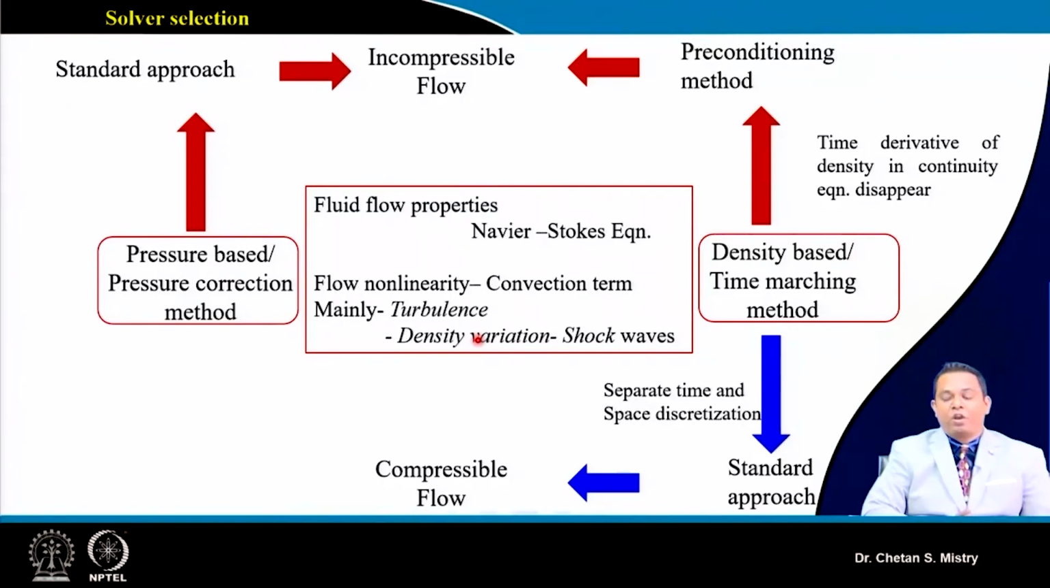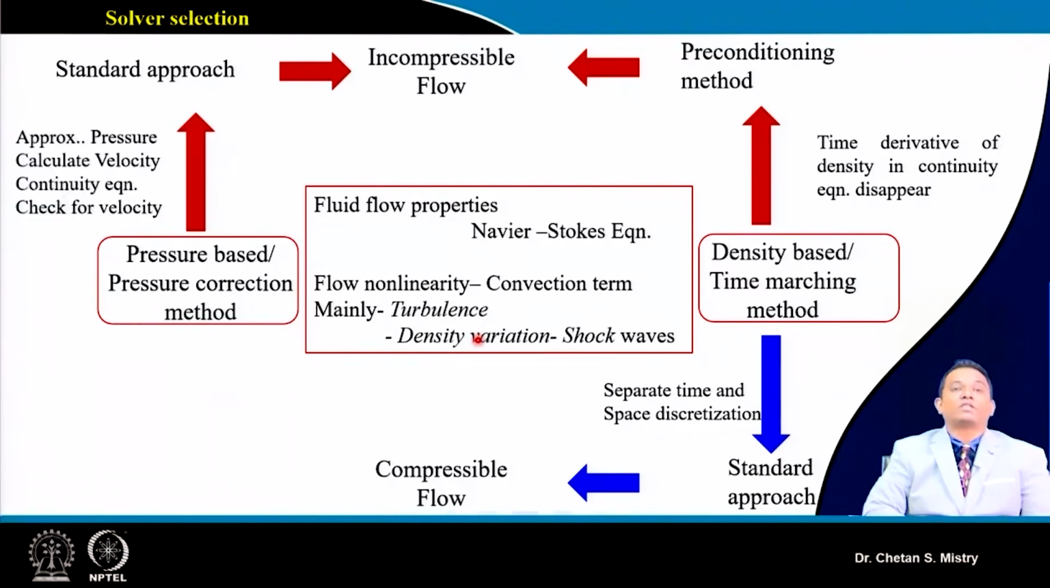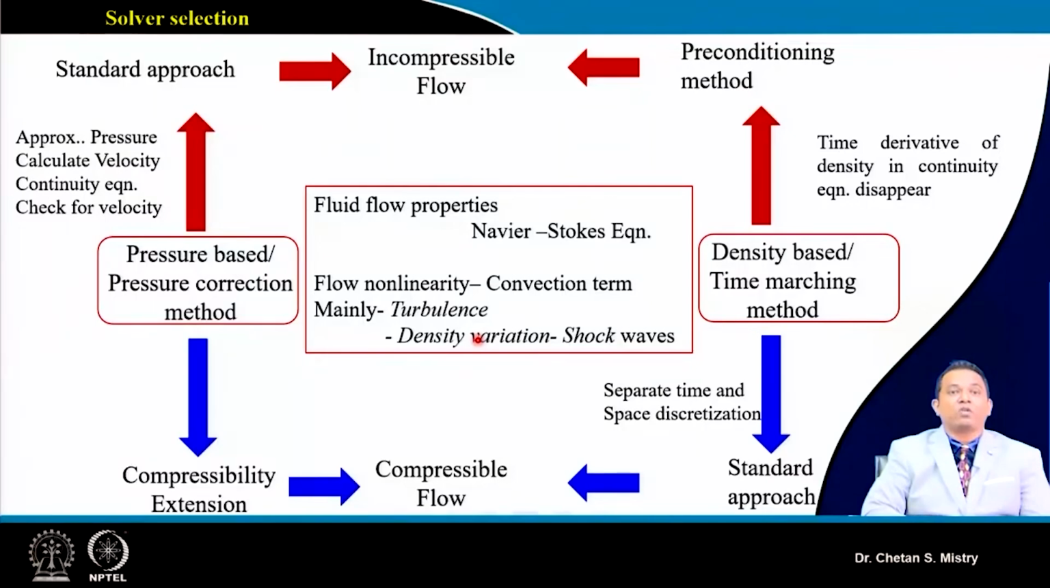Now suppose we are looking for the standard approach where we have separate time and space discretization. When we are talking about the pressure based solver, we initially put an approximation of pressure, then based on that it will calculate the velocity, and based on the continuity that needs to be satisfied, it will check with different velocity configurations. Again the question will come, now I want to use a pressure based solver for compressible flow solution, that is also possible. Under that condition we need to go with compressibility extension.